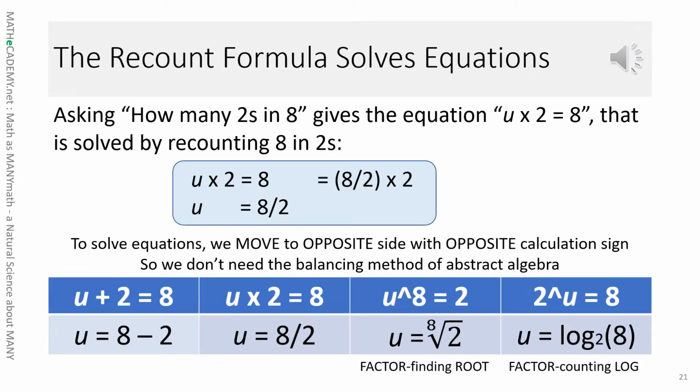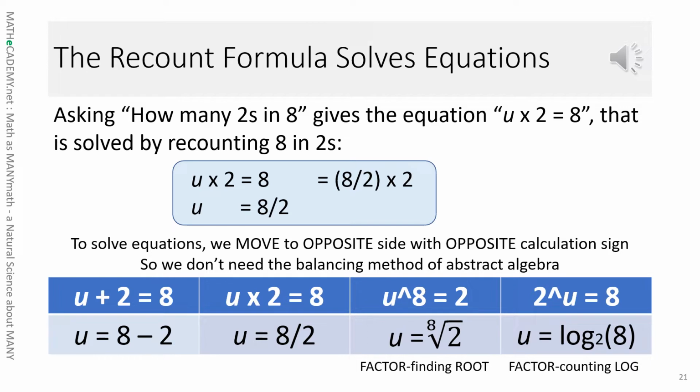The recount formula solves equations. Asking how many 2s in 8 gives the equation U times 2 equals 8. That is solved by recounting 8 in 2s. U times 2 equals 8, but 8 equals 8 over 2 times 2. So U equals 8 over 2. Thus, solving equations means moving to the opposite side with the opposite calculation sign.